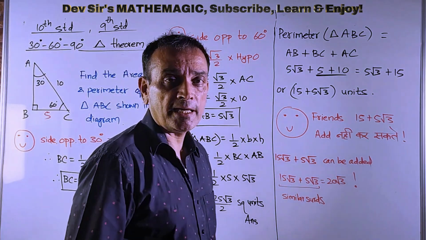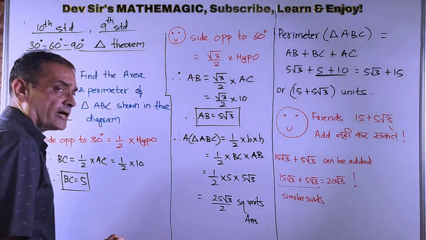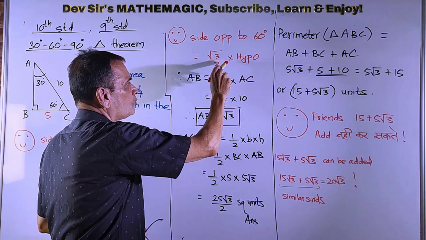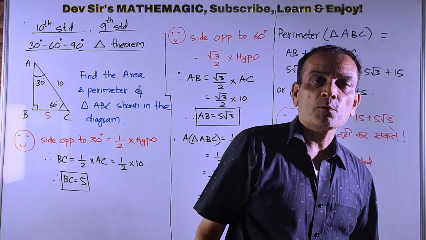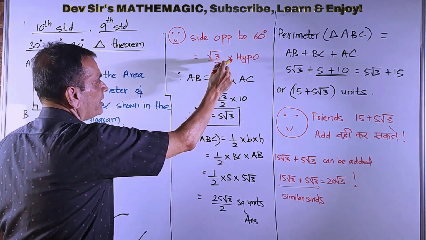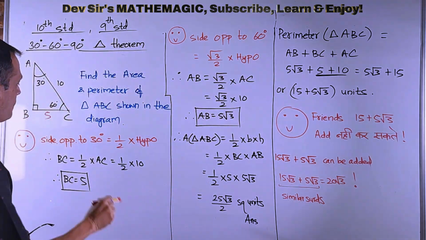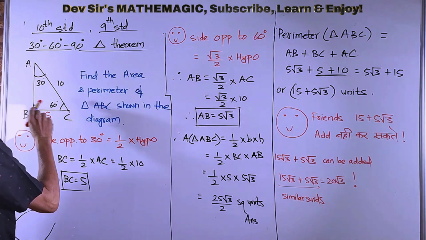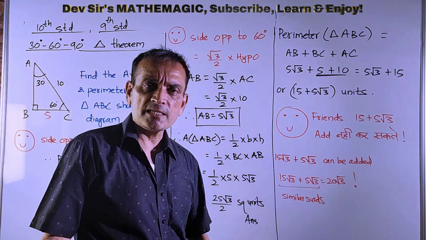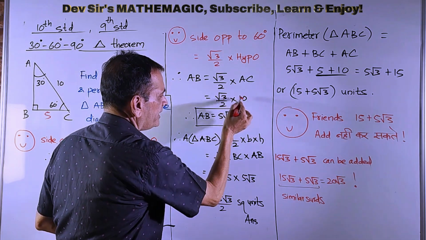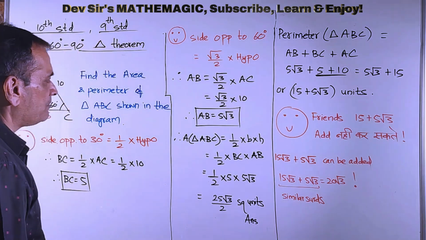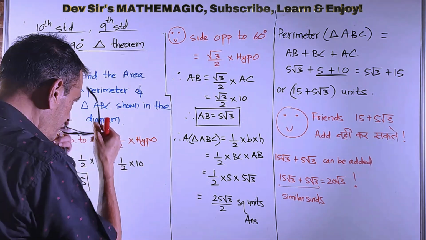Side opposite to 60. देखो side opposite to 60 is AB. Root 3 by 2 into hypotenuse. Side opposite to 60 is root 3 by 2 times the hypotenuse. Now which is the side opposite to 60? AB. So AB is equal to root 3 by 2 into AC. AC is 10. Root 3 by 2 into 10. That is 5 root 3. So AB is 5 root 3, which I'll show in the diagram again.